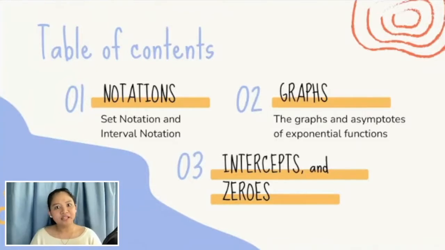For our table of contents, we have three subtopics that we're going to discuss. First is about the notations, the set notation and interval notation. The second one is about the graphs, visually, how do we graph exponential functions, and the asymptotes of these functions. The third one is to look for their intercepts, x-intercept and y-intercept, and how do we look for them and their zeros.